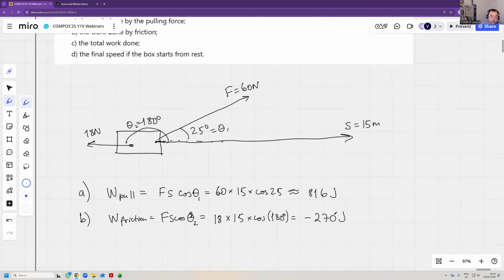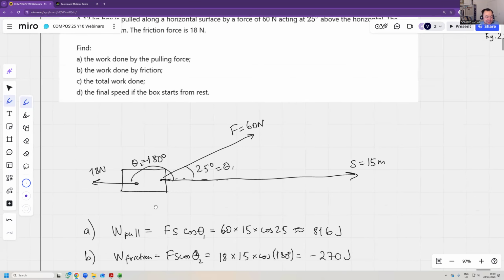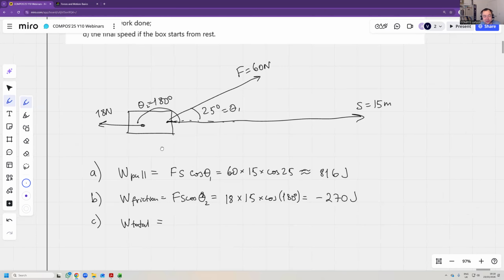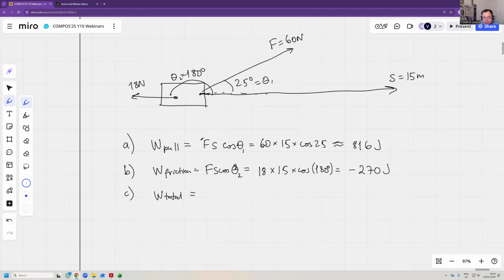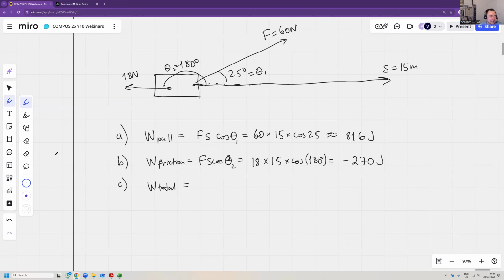The total work done. Now, before I calculate the total work done, we also need the work done by the normal force, because there are two more forces, and the work done by gravity, right?